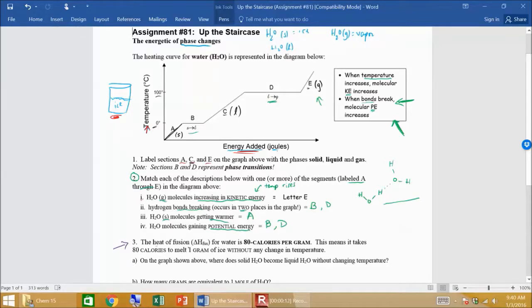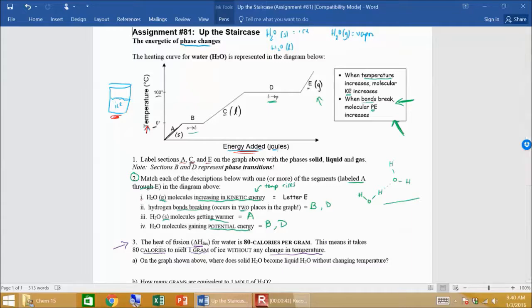Okay, take a look at number 3. This term, heat of fusion, has a special abbreviation. This delta H is the heat, and FUS stands for fusion. Fusion in this case means melting. 80 calories per gram. This means it takes 80 calories, you know what a calorie is, to melt 1 gram of ice without any change in temperature. This is hard for people to understand. How can you melt ice without changing its temperature?